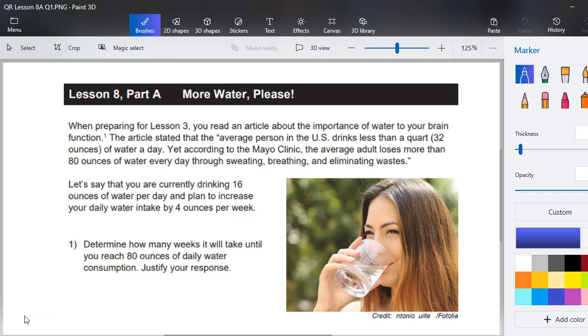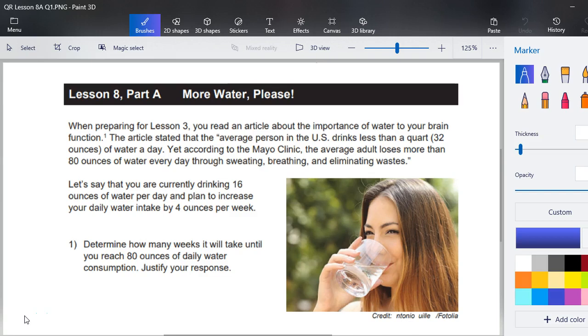When preparing for Lesson 3, you read an article about the importance of water to your brain function. The article stated that the average person in the United States drinks less than a quart of water a day. Yet, according to the Mayo Clinic, the average adult loses more than 80 ounces of water a day through sweating, breathing, and eliminating waste. So let's say you're currently drinking 16 ounces of water per day.